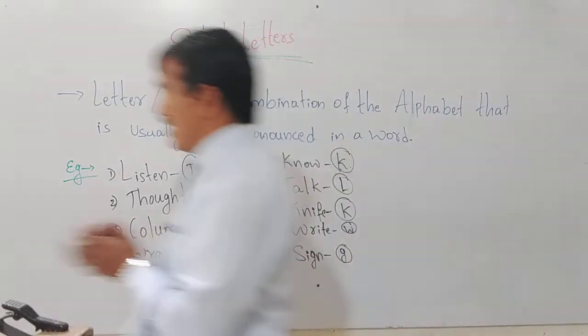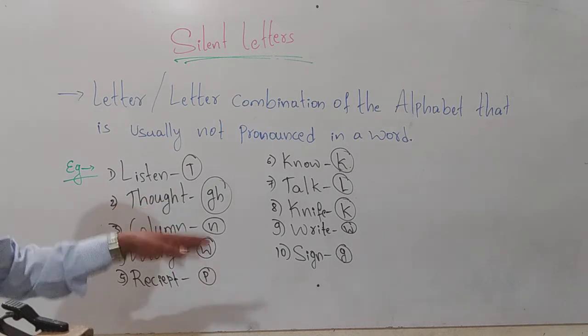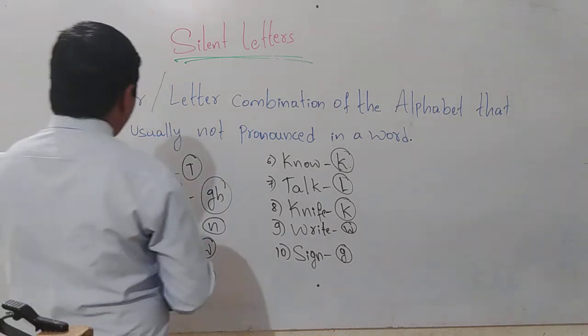Once again, silent letters: a letter or letter combination of the alphabet that is usually not pronounced in a word. Examples: listen, T; thought, GH; column, N; wrong, W; receipt, P; know, K; talk, L; knife, K; right, W; sign, G. These are the examples for silent letters.